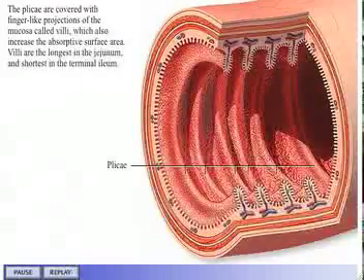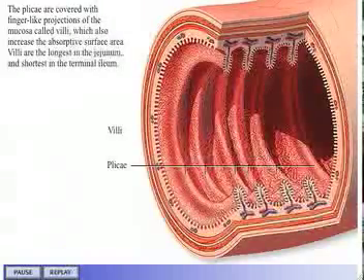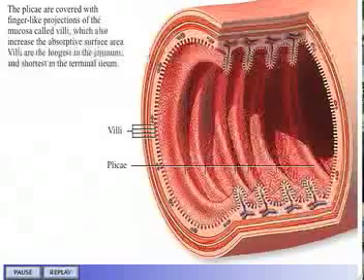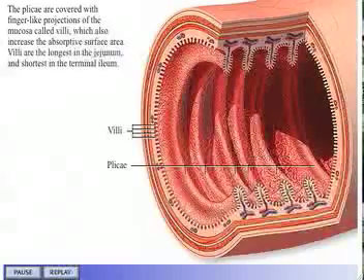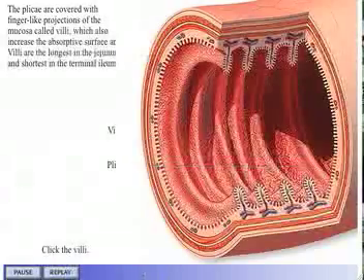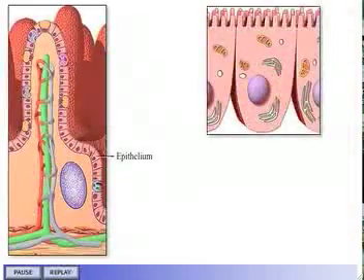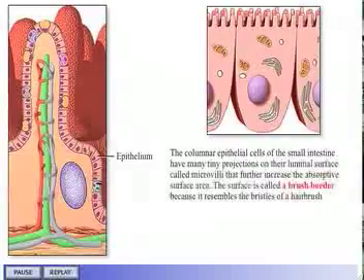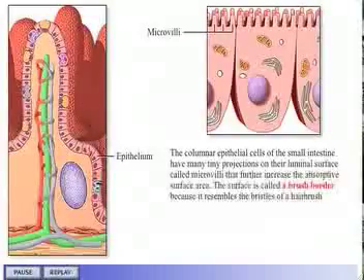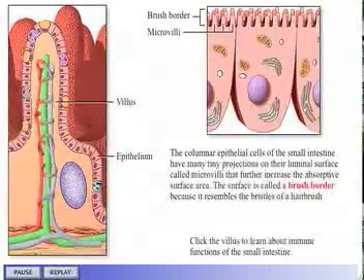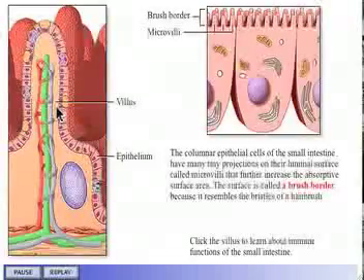The plicae are covered with finger-like projections of the mucosa called villi, which also increase the absorptive surface area. Villi are longest in the jejunum and shortest in the terminal ileum. Click the villi. The columnar epithelial cells of the small intestine have many tiny projections on their luminal surface called microvilli that further increase the absorptive surface area. The surface is called a brush border because it resembles the bristles of a hairbrush. Click the villus to learn about immune functions of the small intestine.